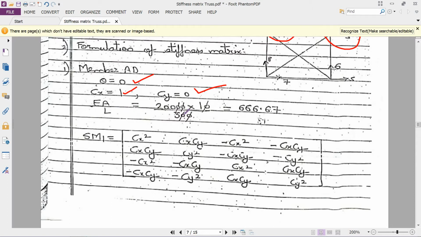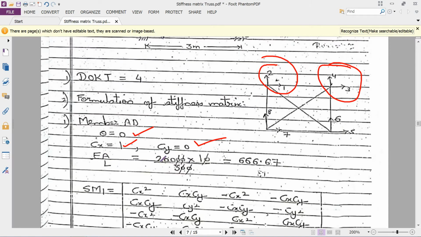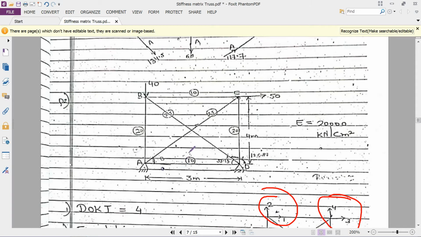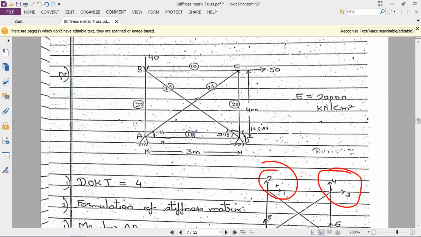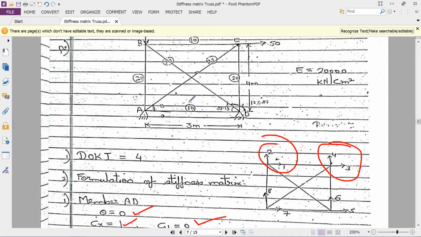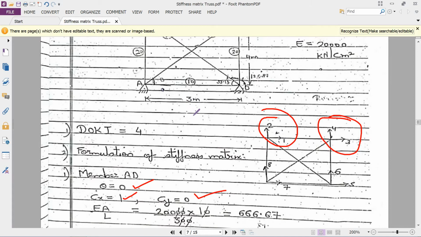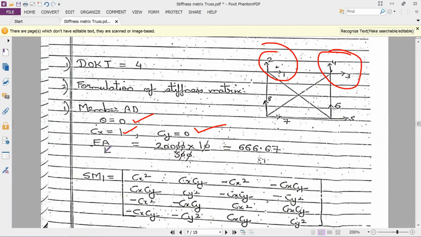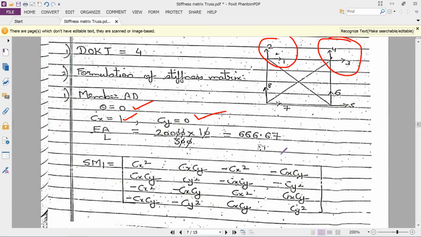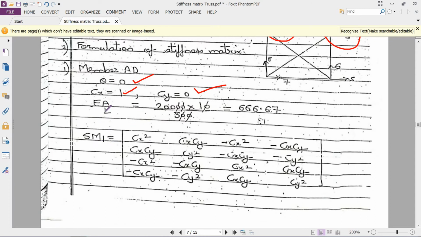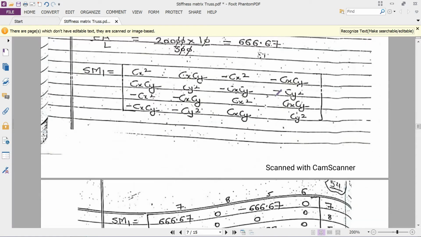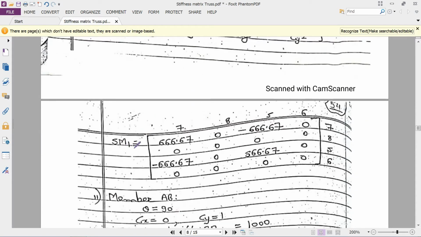Now the next step is to calculate the EA by L. In this case E is 20,000 and A is the area of cross section; the value given in this circle, 10, represents the area. This is 10 centimeters square and 300 is the length, 3 meter, that is 300 centimeters. So the answer for EA by L is 666.67. Now we have to put all these values in the structural matrix, and then we have to calculate the SM1.